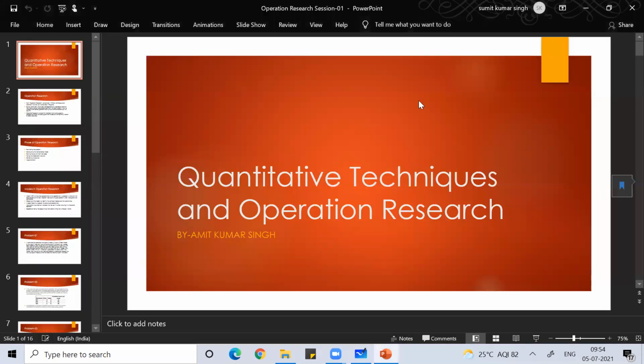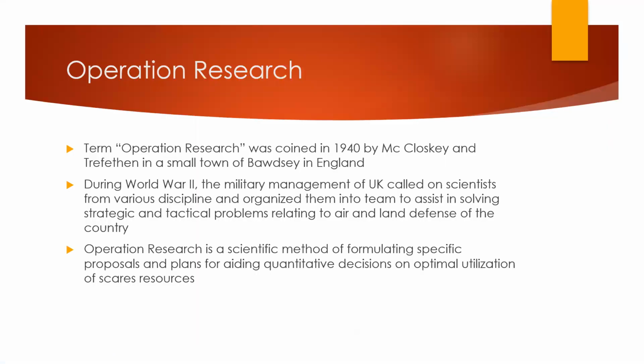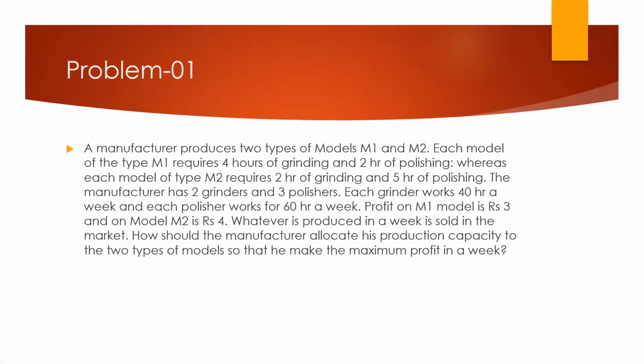In the last few classes we were discussing the construction of LPP equations. Suppose this is the problem: a manufacturer manufactures two models, M1 and M2. The maximum profit the manufacturer can get, because his objective is to get the maximum profit in a week, would be 3x1 plus 4x2.